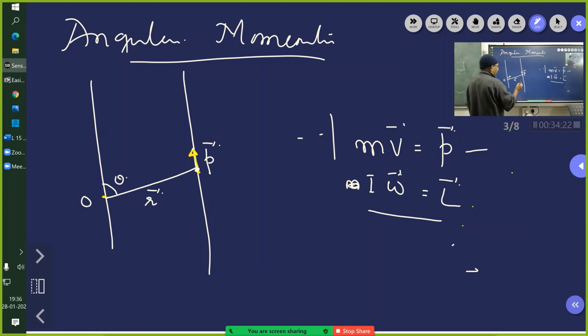Now this particle keeps moving up the line. It's a straight line. So at time t1 it is here, at time t2 the particle is here. But the momentum vector will be the same. So this line now becomes this. Initially it was theta1, now it is theta. So now do you say the angular momentum of this particle changed from here to here?